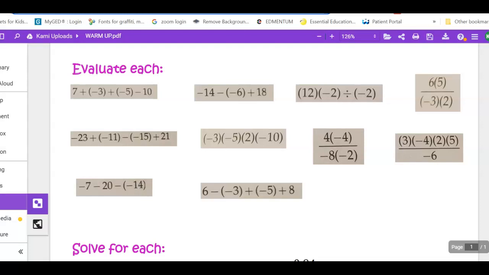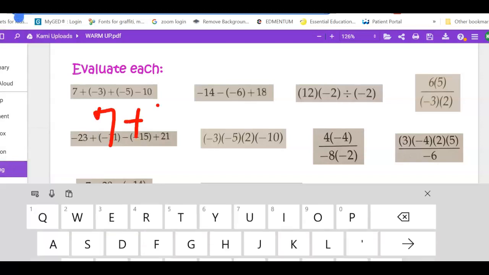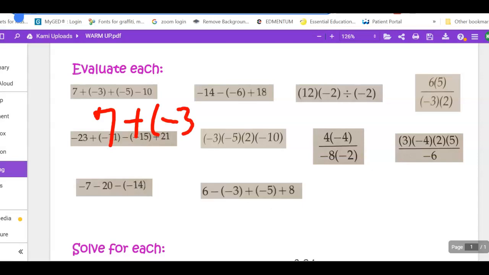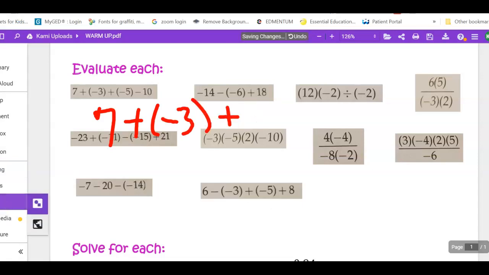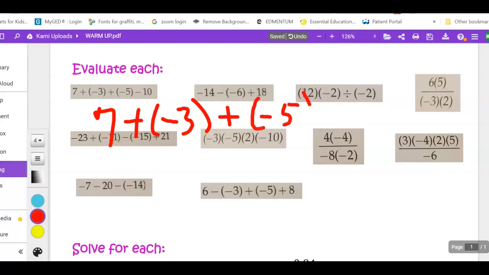Again, the first half of your GED test are questions without the calculator. So you can't rely on a calculator doing the integer rules for you because you won't be able to use a calculator if you get some of these type of problems on the first half of your test. Let's take a look at the first one. All right, I'm going to rewrite it. So what I have is 7 plus -3 plus -5 minus 10. Here we go.